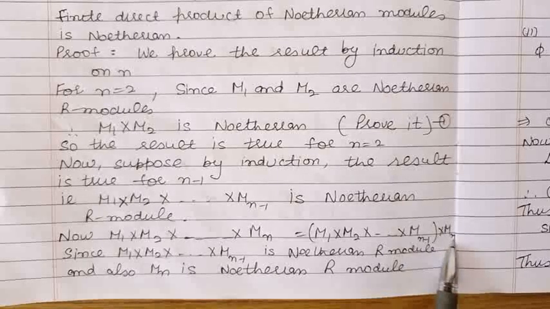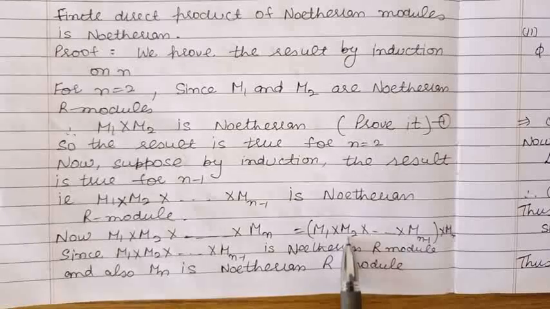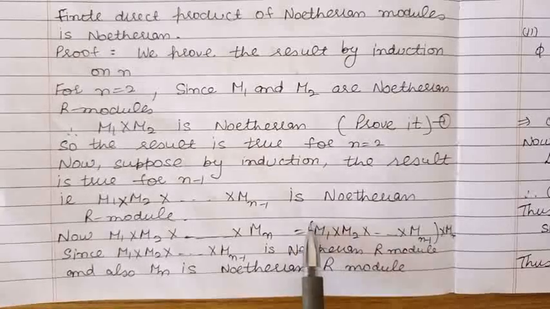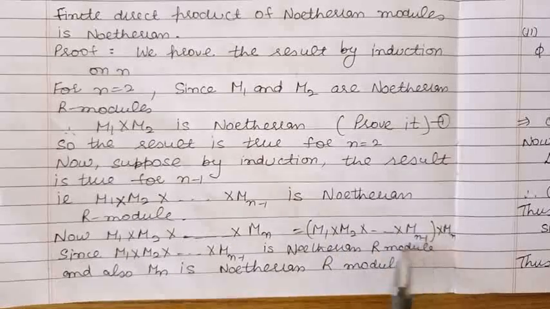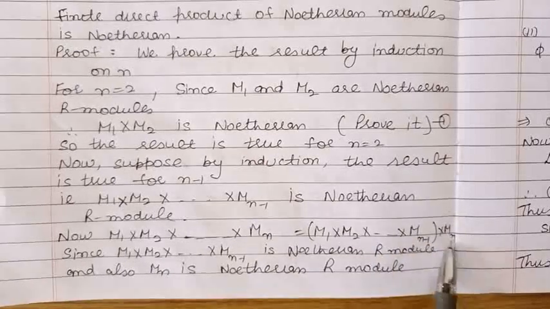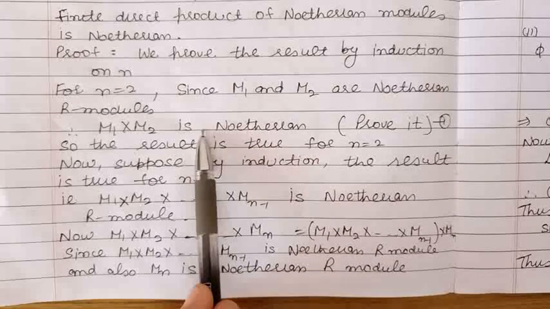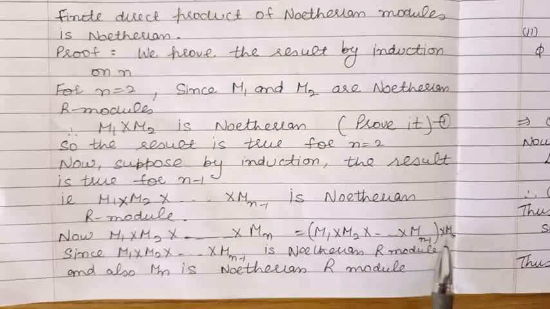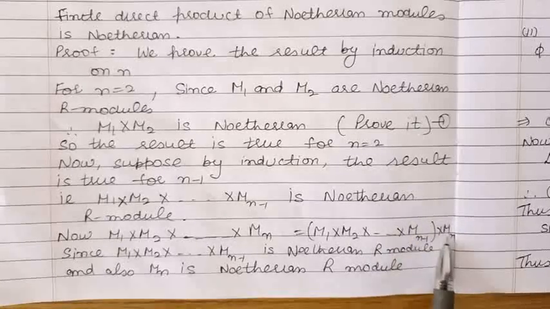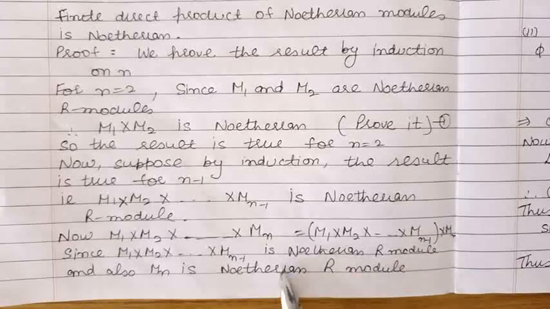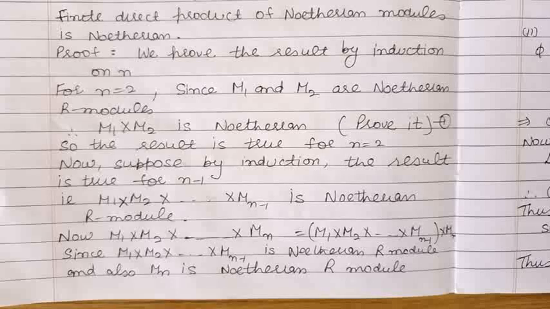By the induction step, the product of n minus 1 noetherian modules is noetherian. So this module is noetherian. Also the module Mn is given to be a noetherian R module. So by the first case, the direct product of two noetherian modules is noetherian. So we can say that the direct product of these two noetherian modules is again noetherian. So this completes the proof of the theorem that a finite direct product of noetherian modules is noetherian.